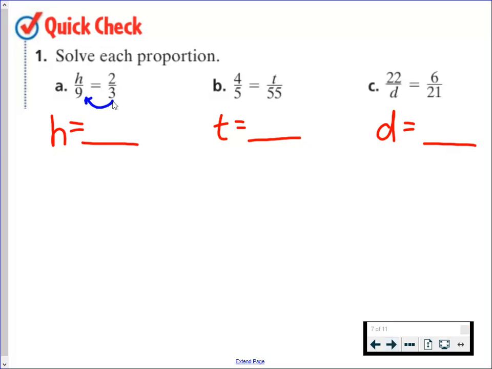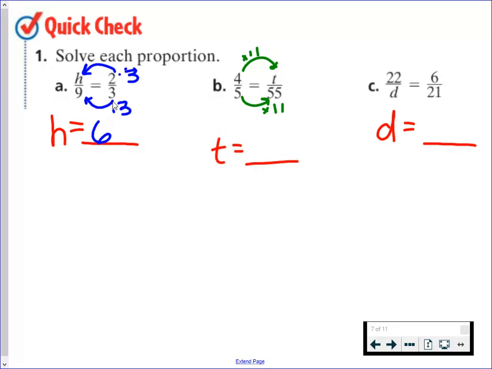How do I get from 3 to 9? Times 3. So what do I have to do to 2? Times 3. H is 6. How do I get from 5 to 15? Times 11. How do I get from 4 to T? Times 11. What's T? 44.